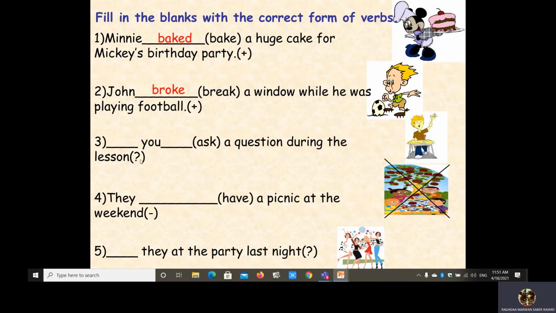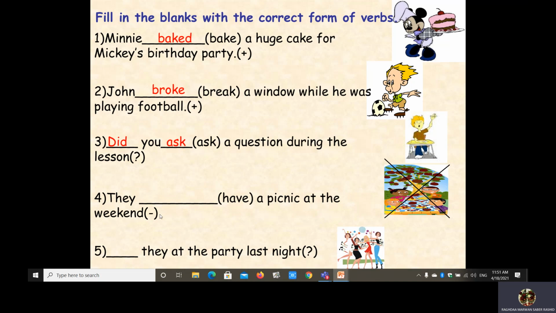Now he wants you to make a question. Students ask a question during the lesson. So we have the verb ask, regular verb. So we start, in the questions, with did. Did, then subject, then the verb in the infinitive, as we said. Did you ask a question during the lesson?